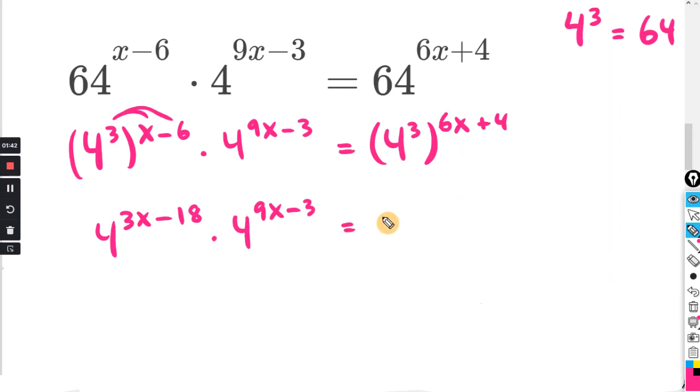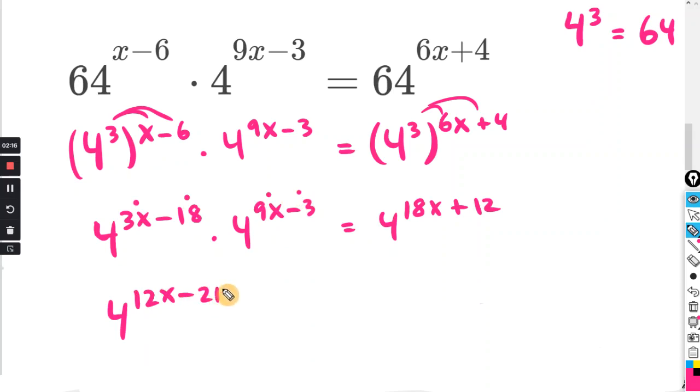And same thing here, you distribute, you keep the 4, multiplying exponents. 3 times 6x is 18x. And 3 times 4 is positive 12. All right, and now because the base numbers match here, 4 and 4, we can add the exponents. We keep the 4, and we have 3x plus 9x, that's going to be 12x. And negative 18 plus negative 3, that's negative 21. And that equals 4 to the power of 18x plus 12.